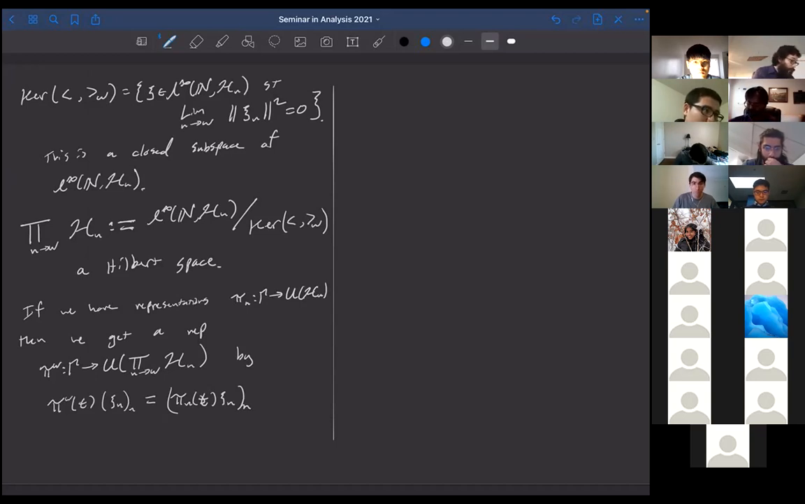All right, so now we can actually prove something about reduced cohomology. So let's talk about reduced cohomology. So now again, Γ is a finitely generated group with symmetric generating set.